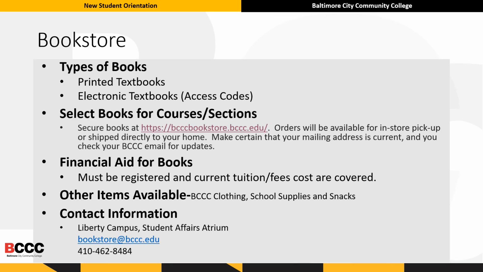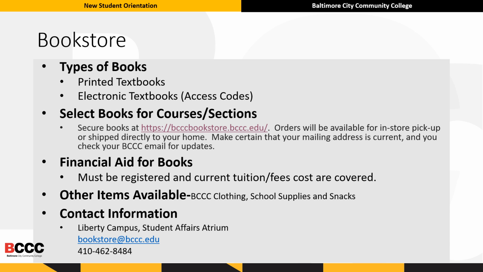There are two types of books. Generally, there are printed textbooks and electronic textbooks, also known as e-books, where you would have to purchase a code to access and obtain the information of the text online. You want to select books for all of your classes for each course and section. You secure your books online, and the orders are available for in-store pickup or to be shipped directly to your home. You want to make sure that your mailing address is current and that you check your BCCC email for updates.